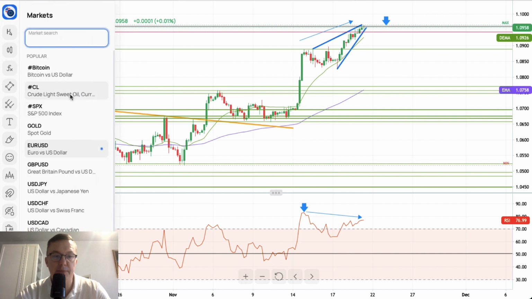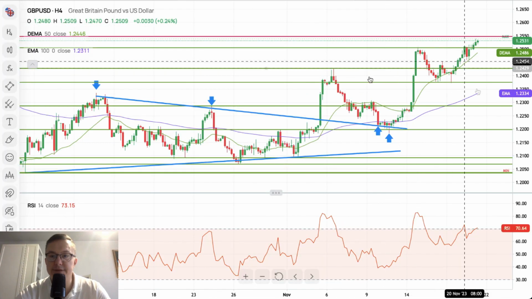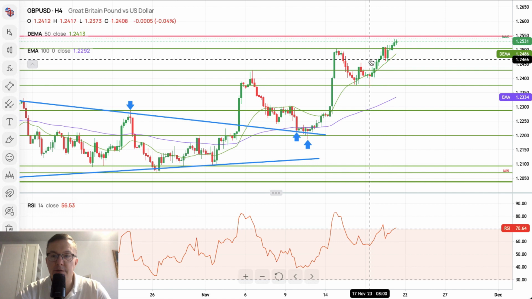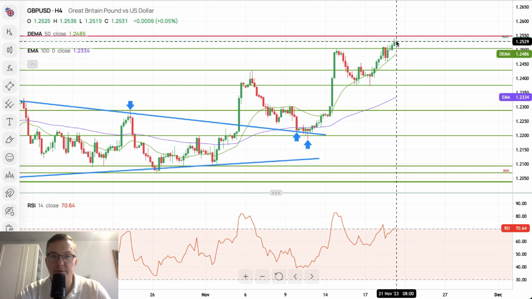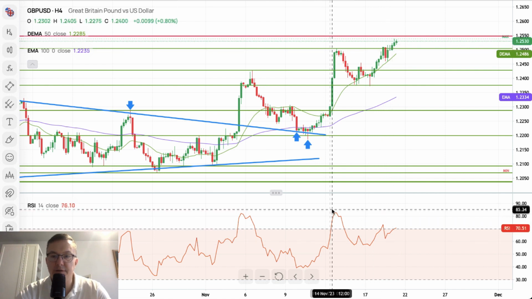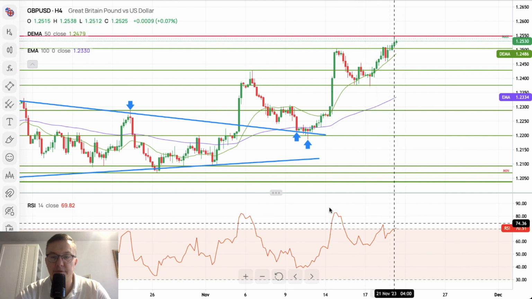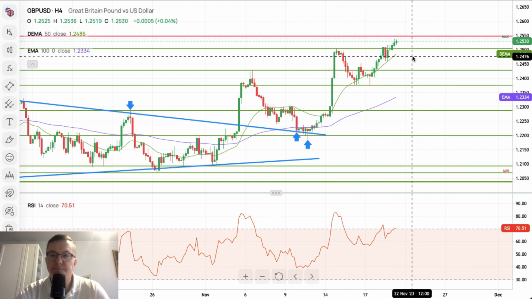Let's switch to the pound. The British pound since yesterday moved higher. It moved higher towards the level of 1.2536. Nevertheless, this is a bearish divergence as well forming here.